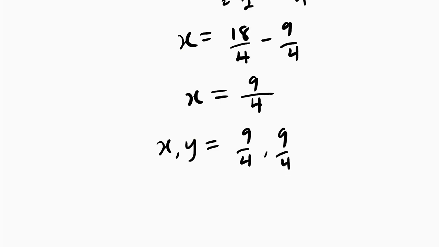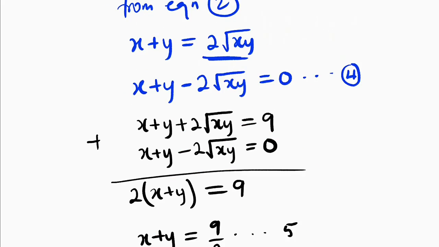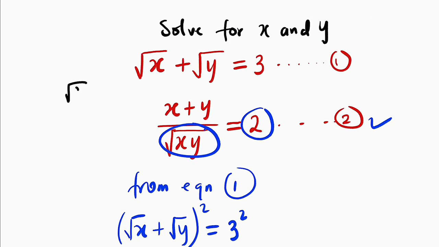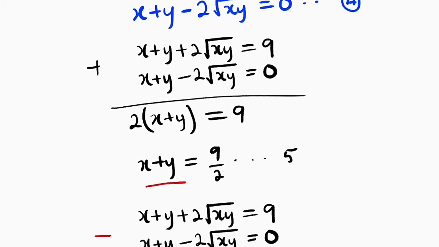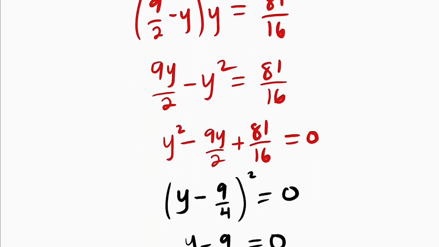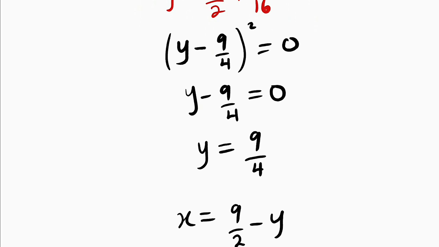But you can test it in the main equation to see whether this statement is true. You have the square root of 9 over 4 plus square root of 9 over 4. You see this is 3 over 2 plus 3 over 2, and this is 6 over 2, which is equal to 3. And you can see the right hand side of our equation is equal to 3. And hence the values of x and y are 9 over 4. And this is all I have for you today.